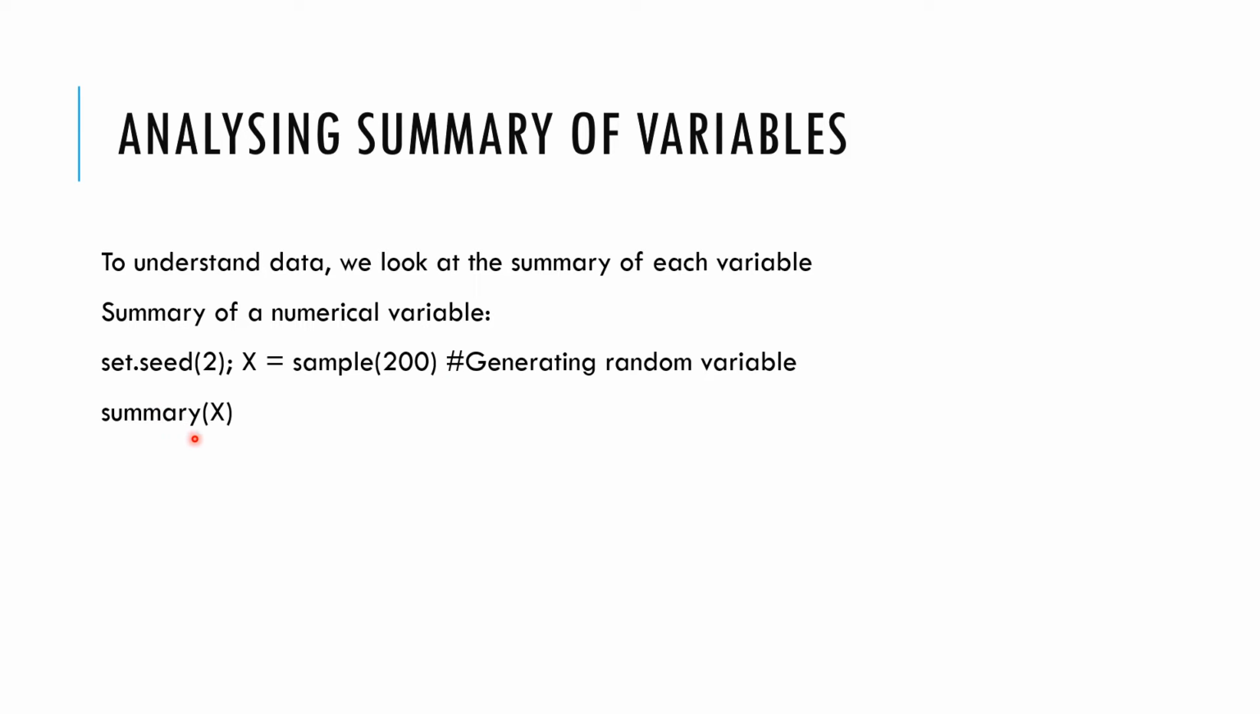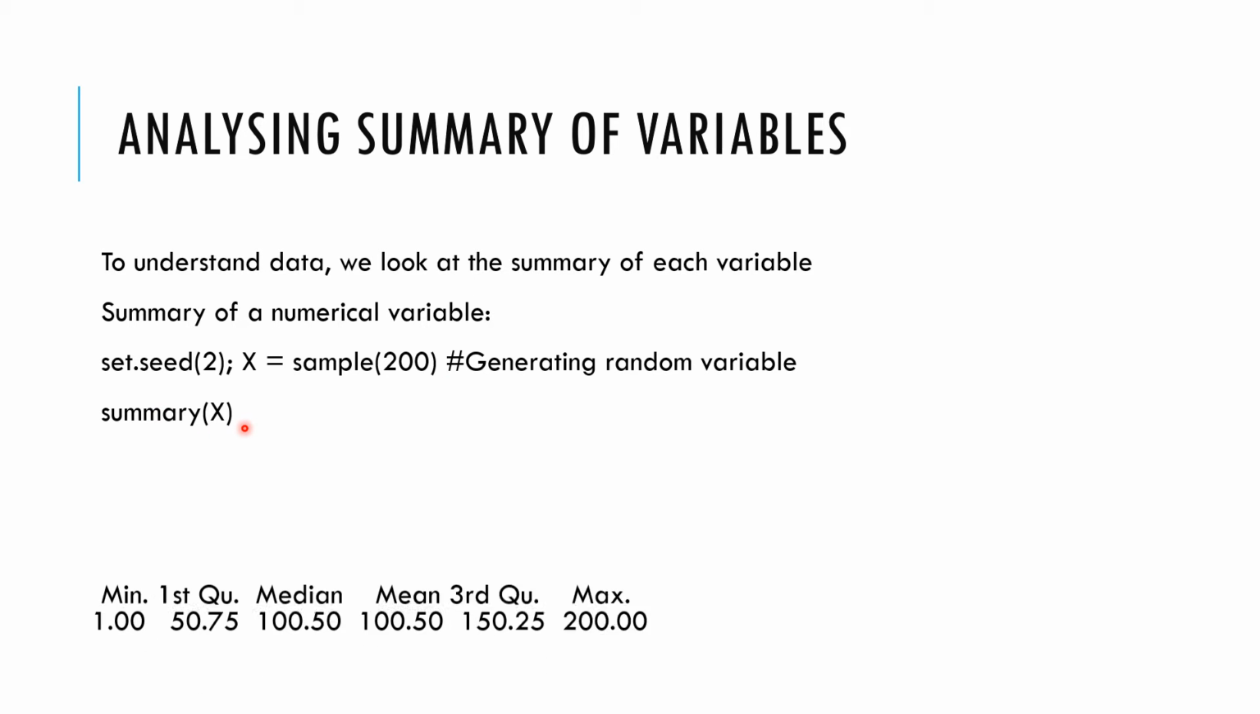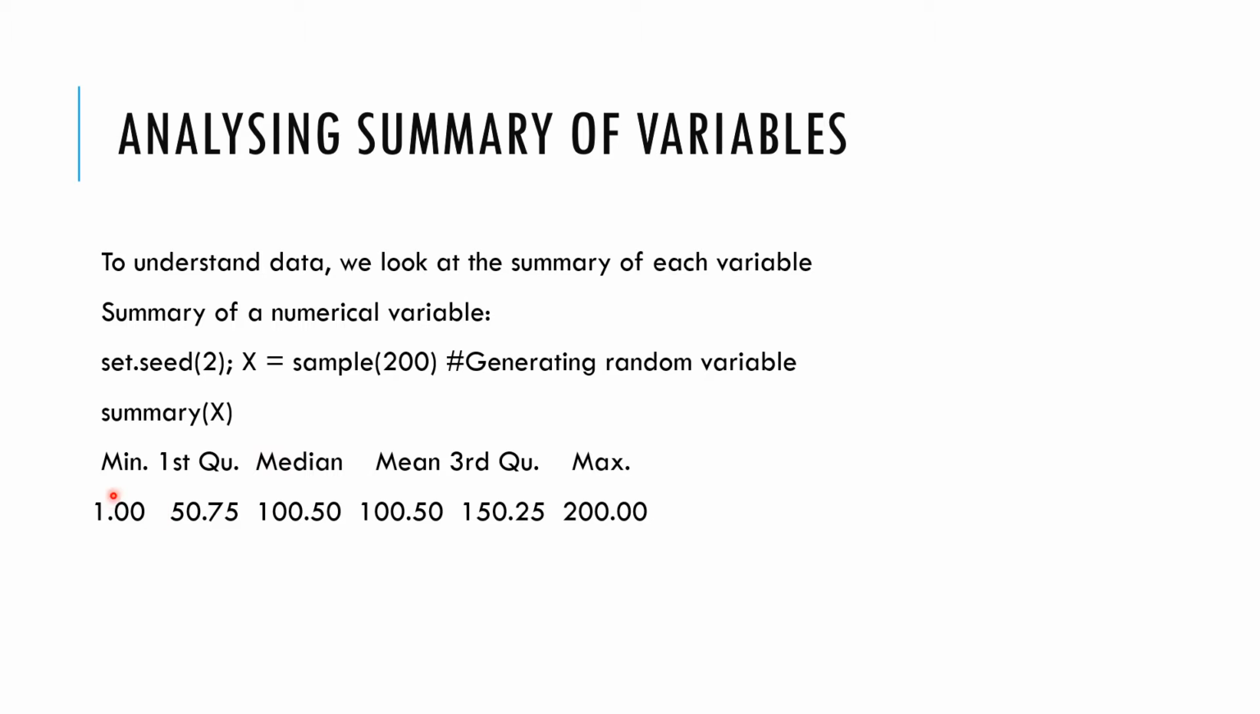We can use the summary function to look at the summary of the numerical variable. What it gives is the minimum value, the maximum value, then median and mean, as we've discussed in the previous video. This is the 25th percentile and this is the 75th percentile, the first quartile and third quartile.